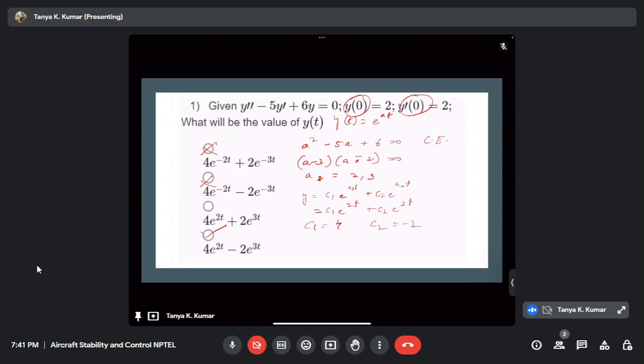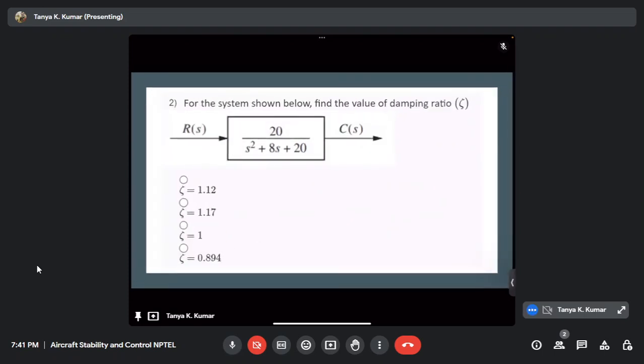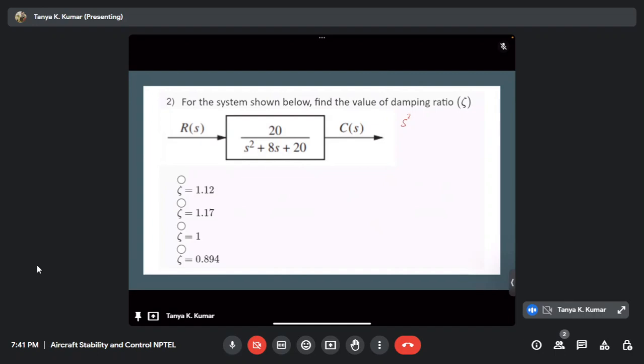Okay, again there is a slight delay. For the system shown below, find the value of the damping ratio. How do you do this? We know the standard second order equation. So what is the equation? You have s square plus 2 eta omega n s plus omega n square equal to 0, right?